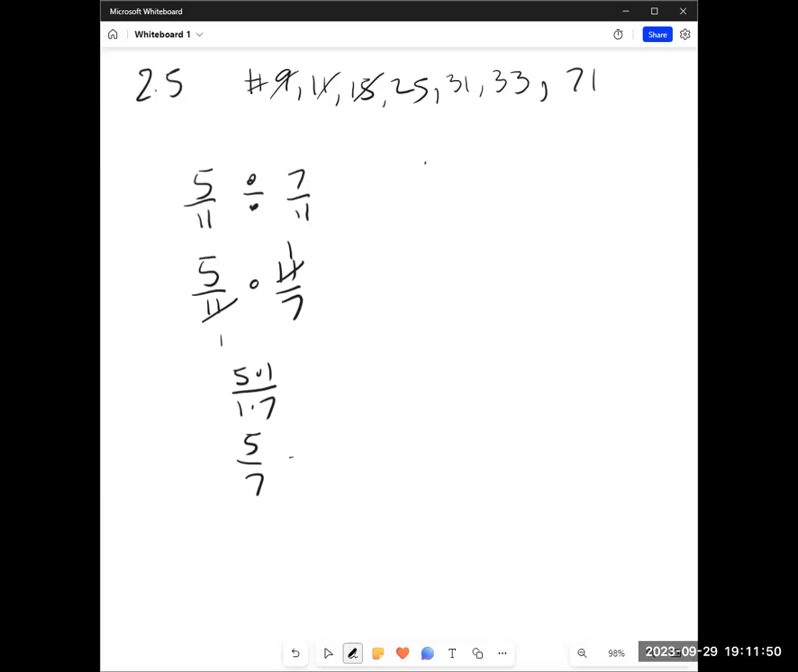Next problem is 4 over 43 divided by 1/2. 4 over 43 times 2 over 1. 2 doesn't go into 43. 4 doesn't go into 43. So this becomes 8 over 43.